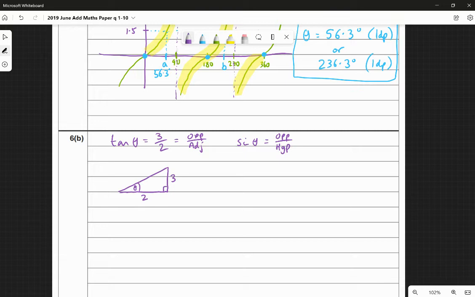Okay, so 3 and 2 are my shorter lengths of this right angle triangle. So the longer length is the root of 3 squared plus 2 squared. 3 squared plus 2 squared is 13. So the hypotenuse is the square root of 13.